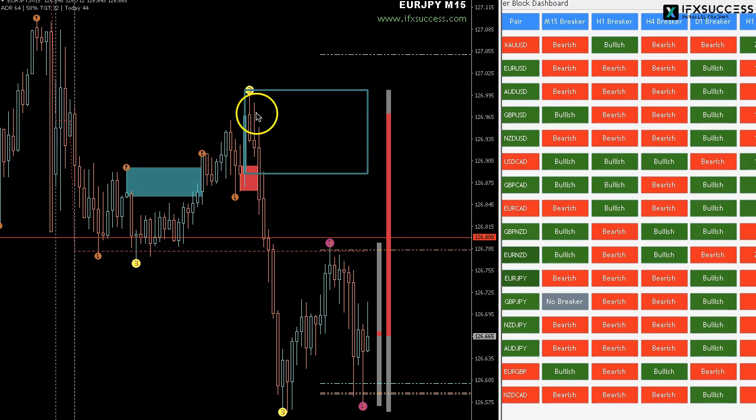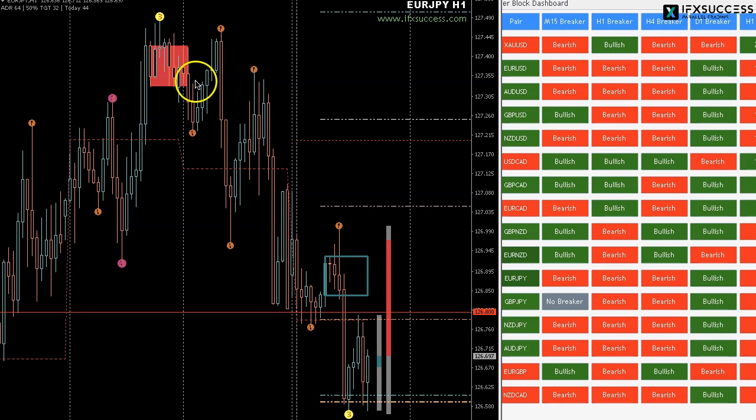Why do I want to do that? Because the cycle has already ended on 15 minutes, and I'm not sure that maybe this order block over here can hold it. Maybe it can give us something, but I prefer a new breaker, right? We prefer that. So let's go see 1 hour.